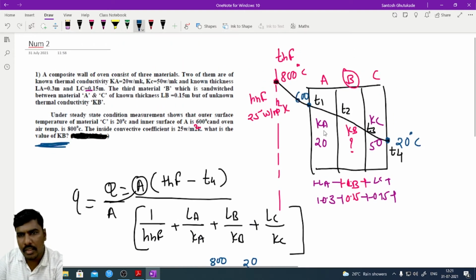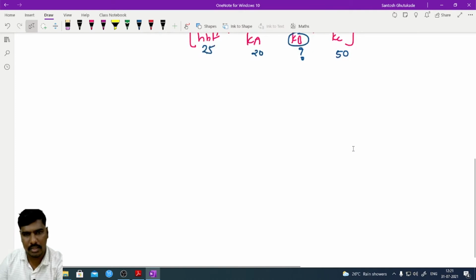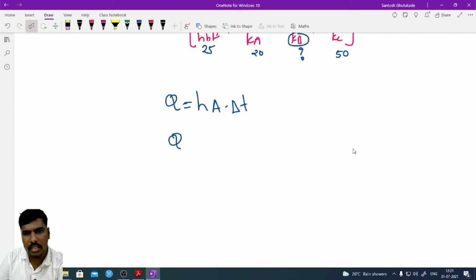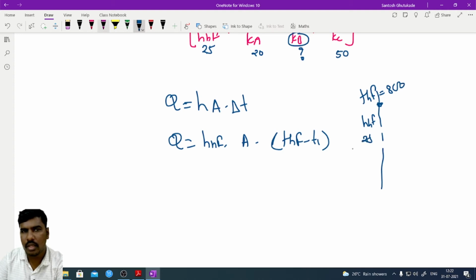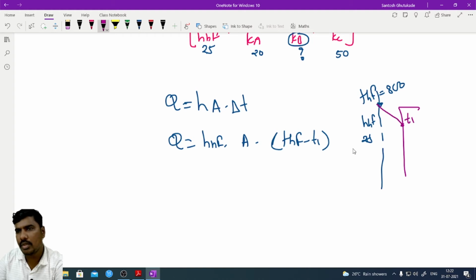If you take an example here, heat is transferring from this hot fluid, from THF to T1, by convection. From the convection law, I will write: Q is equal to HA delta T, that is Newton's law of cooling. In this case, Q is equal to HHF into area into delta T, the temperature difference THF minus T1. Suppose this is THF, here 800 degrees Celsius is the temperature, HHF is 25, and heat is transferring up to T1.